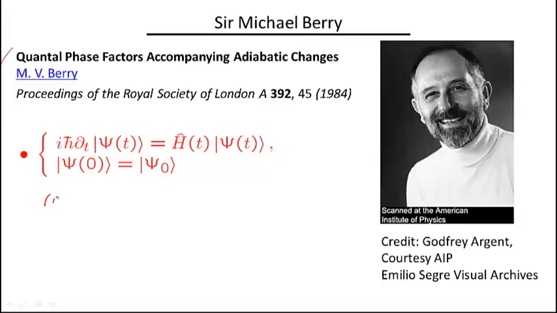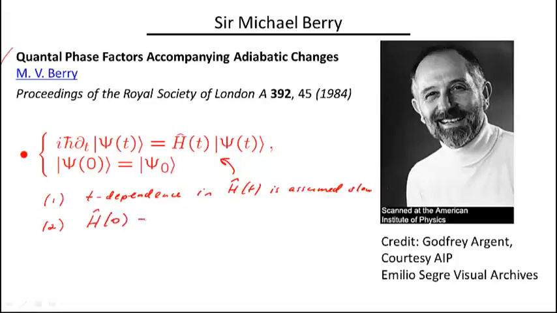He looked into adiabatic perturbation, that is to say that the time dependence in H of t is assumed to be slow. What it means precisely we are going to define in the next few slides, but at this stage let's just leave it at that. So we have some very slowly changing Hamiltonian. And also let's assume that the Hamiltonian returns to itself after a certain period, let me call it capital T. So basically we have a periodic in time slow perturbation.